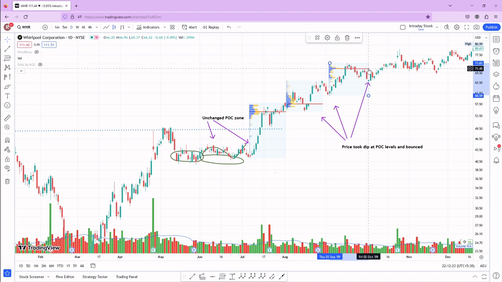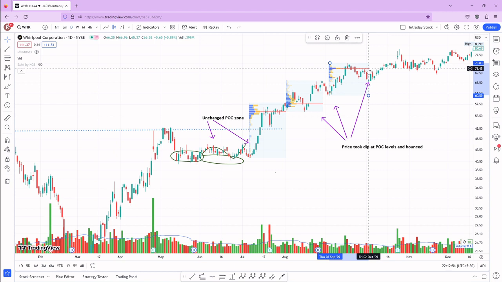This is how you need to use the VPOC zone. VPOC zone is nothing but volume point of control. It is telling where the market participants have spent more time in a particular month or a day or a week. What is expected is that that zone may act as a support or resistance. Clear?